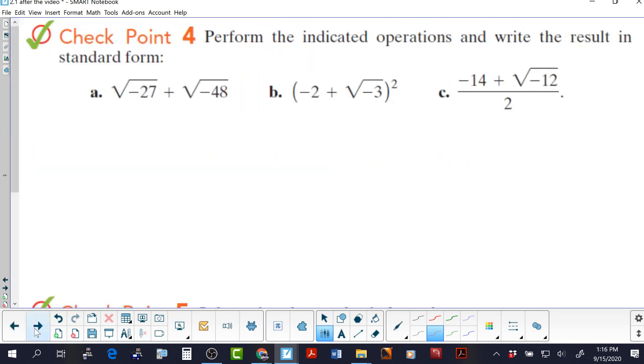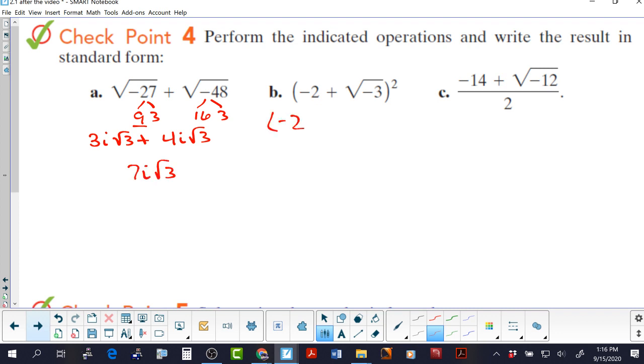Perform the indicated operations and write the result in standard form. So this is 9 and 3. So we have 3i, because the square root of 9 is 3. This is negative square root of 3 plus 4, let's see, 4 and 2 and 20, no, not 2 and 24. I need a 3 in there. 3 and 16. All right, so 16 and 3. So 4i square root of 3 is 7i square root of 3.